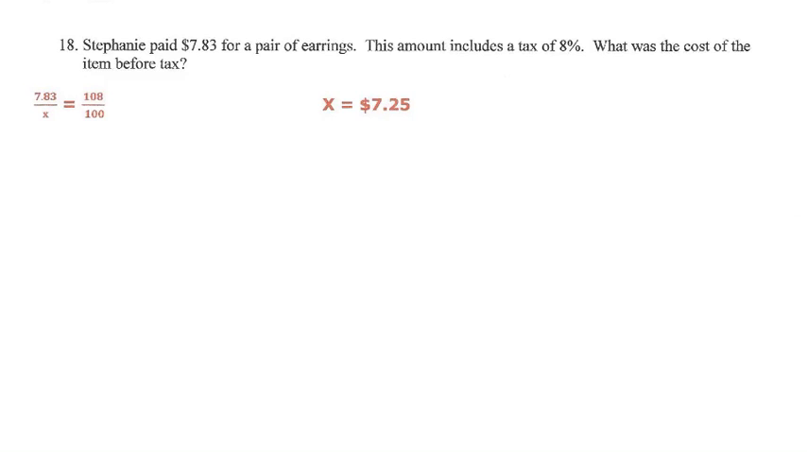Number 18. Stephanie paid $7.83 for a pair of earrings. This amount includes a tax of 8%. What is the cost of the item before tax? So this amount is equal to the price of earrings plus tax, so 100 plus 8%, which would be 108%. So $7.83 is equal to 108%. What is the item before tax? That's what you're trying to find. So if you cross multiply and solve for x, the original price of the earrings is $7.25.